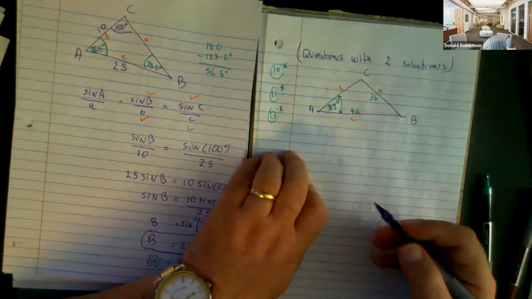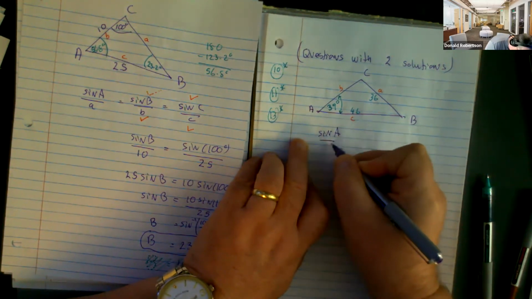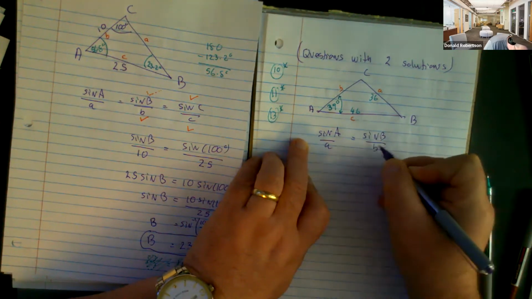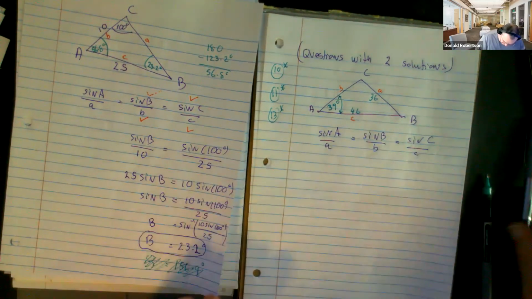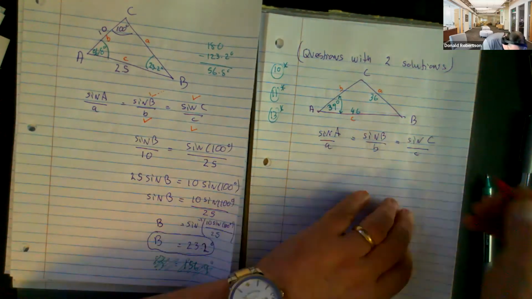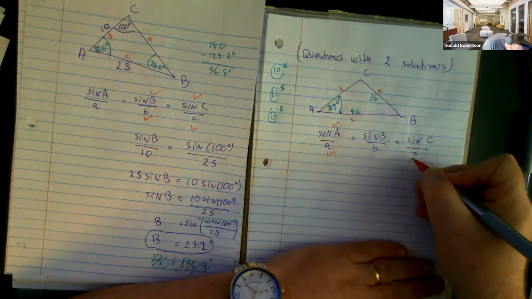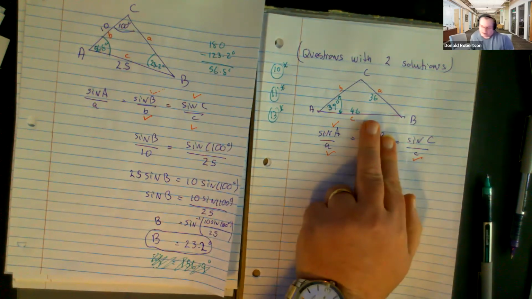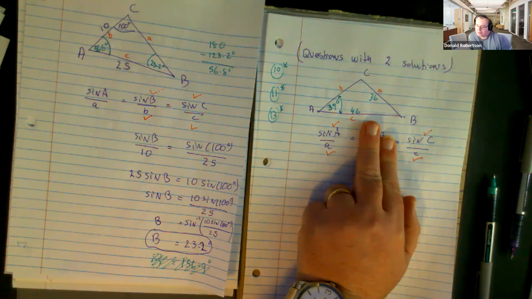So, ready to get started. I have sine A over little a. I have sine B over little b. And I have sine of angle C over little c. And I will check off that one, and that one, and that one. Would you agree that we have to use A and C? So that means I'm going to go hunting for angle C. Are you comfortable with that?